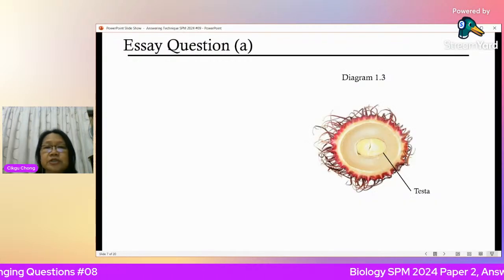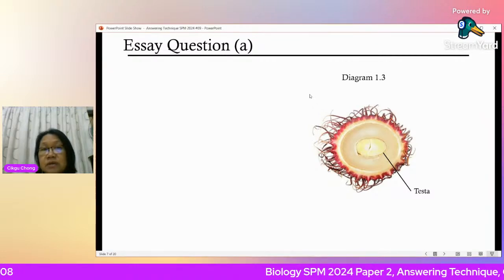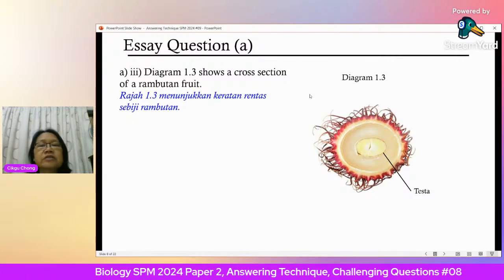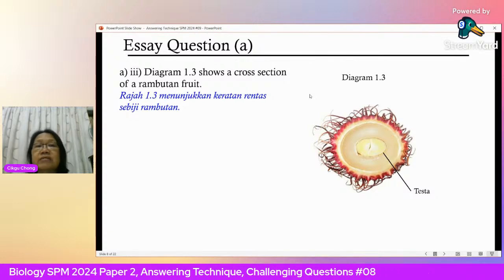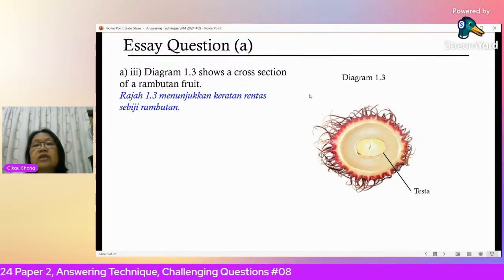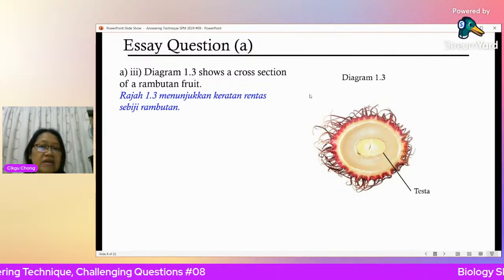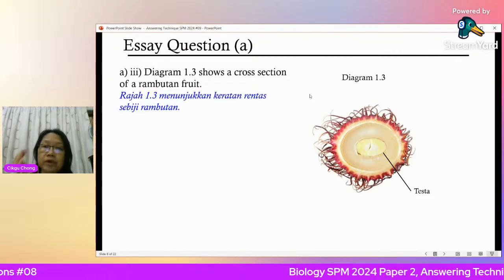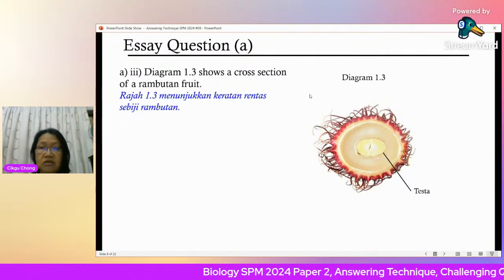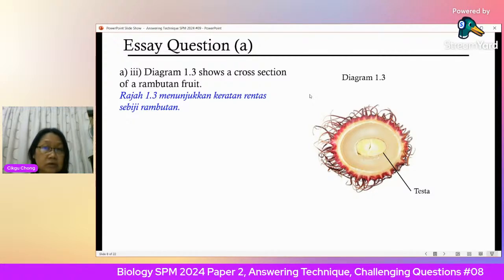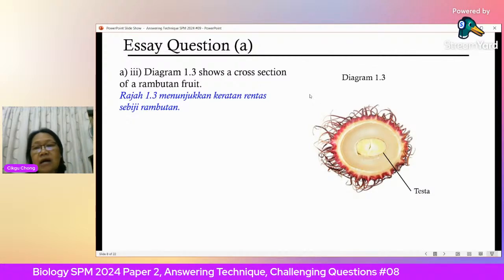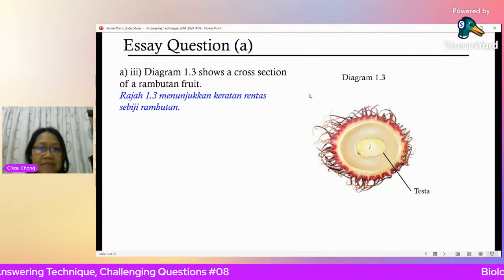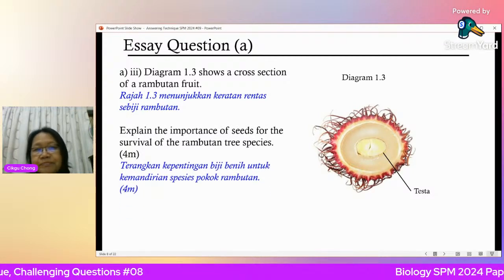All right, next question, which is question A3, third part. So here is a diagram; if you slice through a rambutan, this is a rambutan fruit, you will be able to see the seed, of course. And the membrane that covers the seed is called a seed coat. We call it seed coat, or testa. Not Tesla, Tesla is a car. So testa.